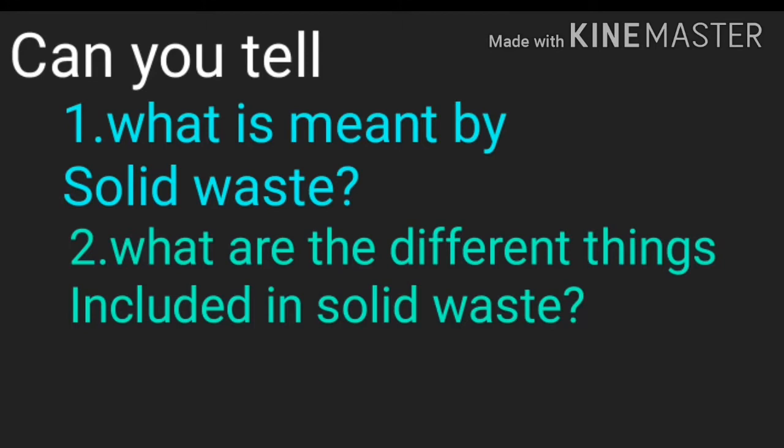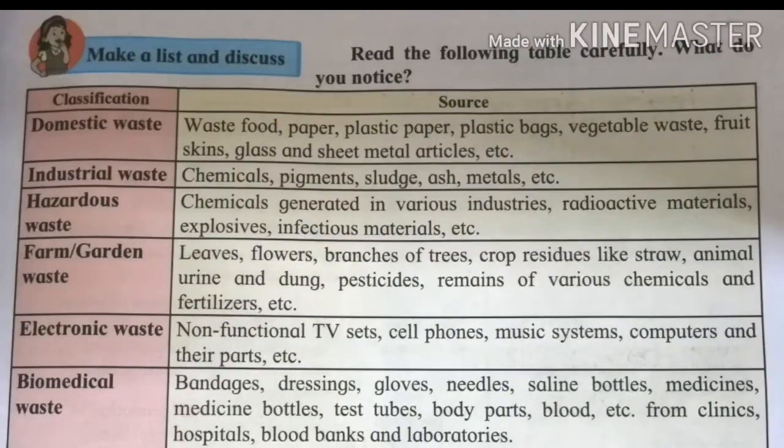We make use of many articles in our daily life and they are of different types. If these articles are not properly disposed of, they cause environmental pollution. They are of different kinds. Some of them are reusable, but others have to be discarded. However, if they are not properly disposed of, it affects the environment adversely. Next, we see the list. Make a list and discuss.